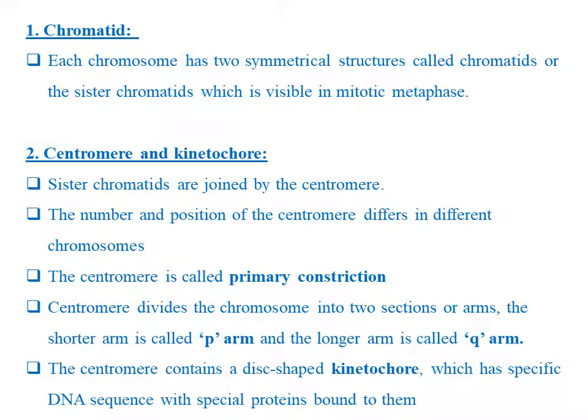It contains a disc-shaped kinetochore which has a specific DNA sequence with a specific protein bound to it. The kinetochore provides the center for the polymerization of tubulin proteins and the assembly of the microtubules.